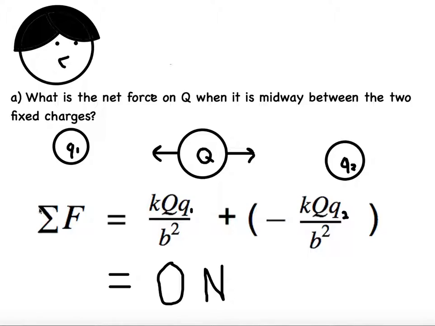So using a simple sum of forces, we get kQq1 over b squared plus negative kQq2 over b squared. And since both q1 and q2 are the same, they cancel out and you get 0.